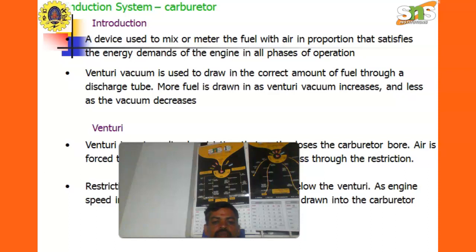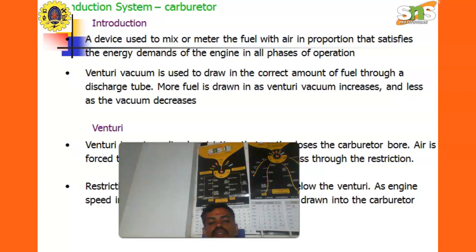Induction system of a carburetor: a device used to mix or meter the fuel with air to satisfy the energy demands of the engine in all phases of operation. Venturi vacuum is utilized to pull in the correct amount of petrol through a discharge tube. More petrol is drawn in as venturi vacuum increases, and less as the vacuum decreases.